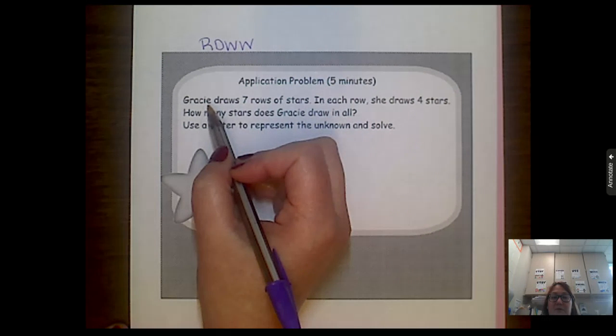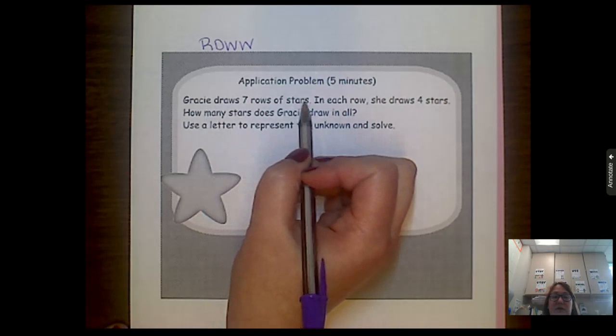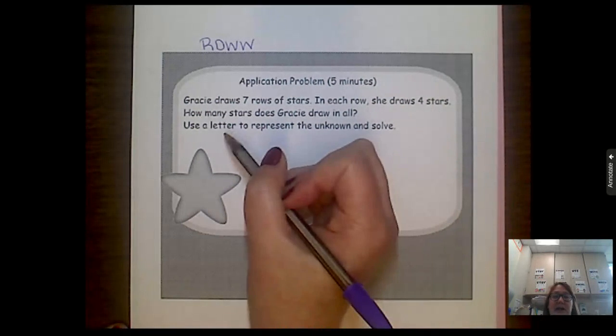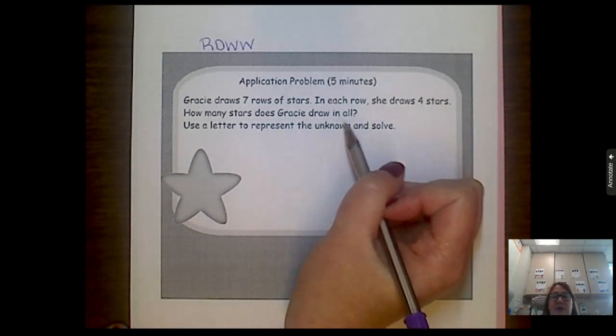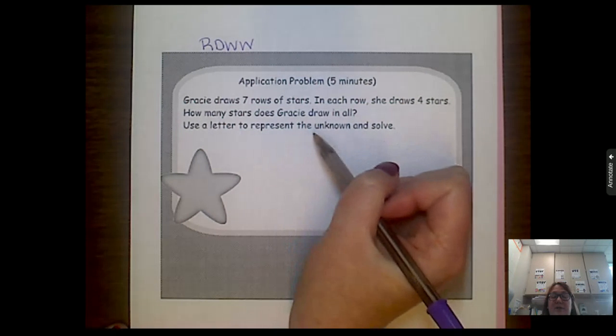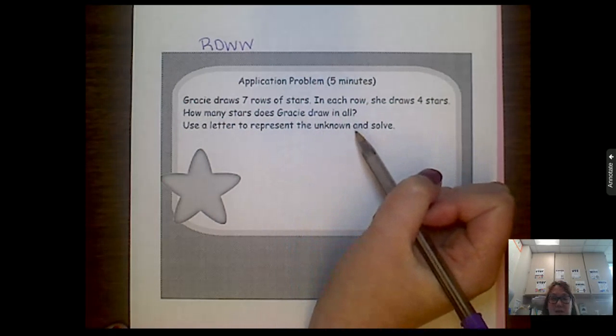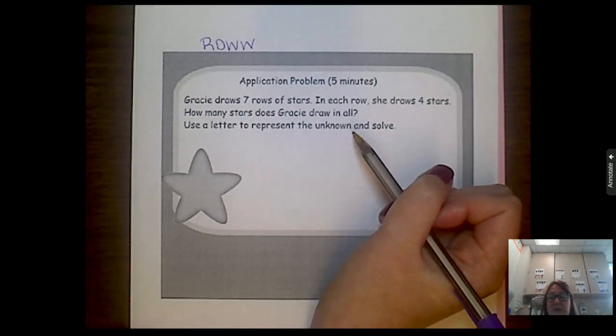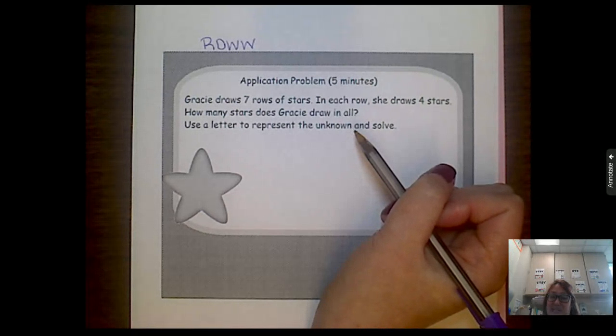Okay, here we go. Gracie draws 7 rows of stars. In each row, she draws 4 stars. How many stars does Gracie draw in all? Use a letter to represent the unknown and solve. Okay, so I'm going to go back and read again. Remember, when we do a read, we have to read it maybe even 2-3 times or more.